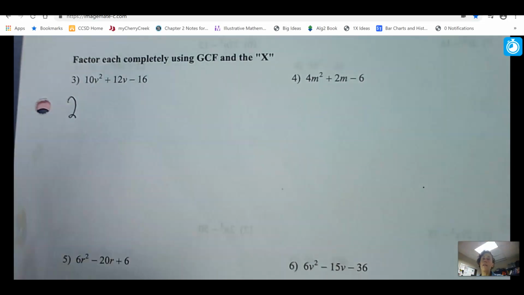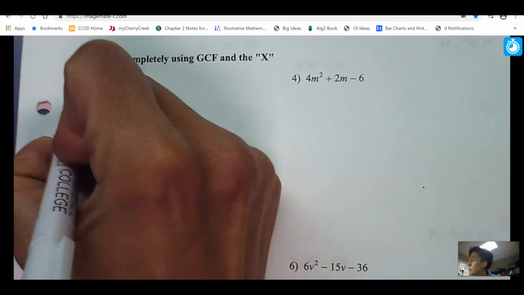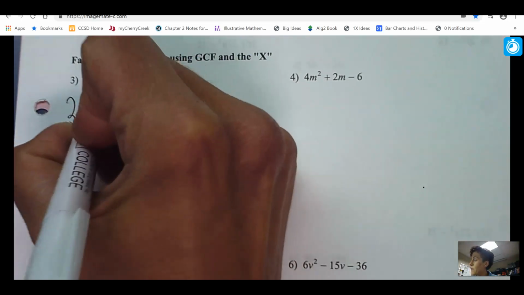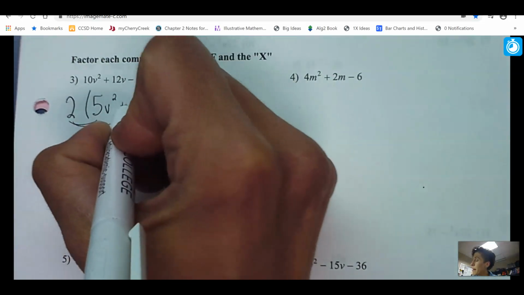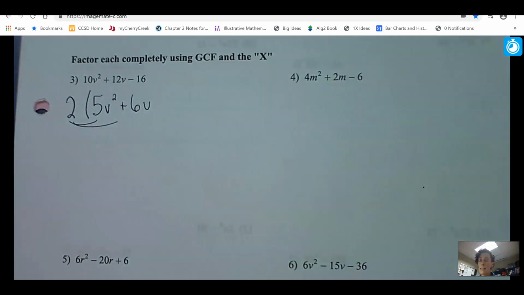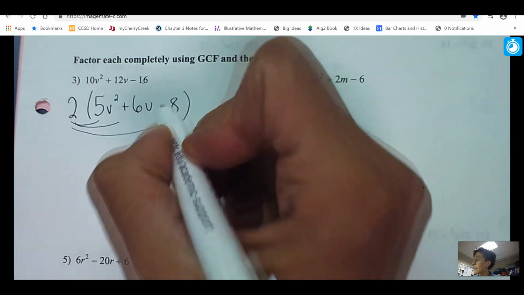And these are V's. If you're more comfortable with X's, switch them to an X. I'll just keep it as a V. So that means 2 times what makes the 10? Well, that's 5, and I still have all the V's. And 2 times what makes 12? That's a positive 6, and it still has its V. And then 2 times a negative 8 makes this negative 16.